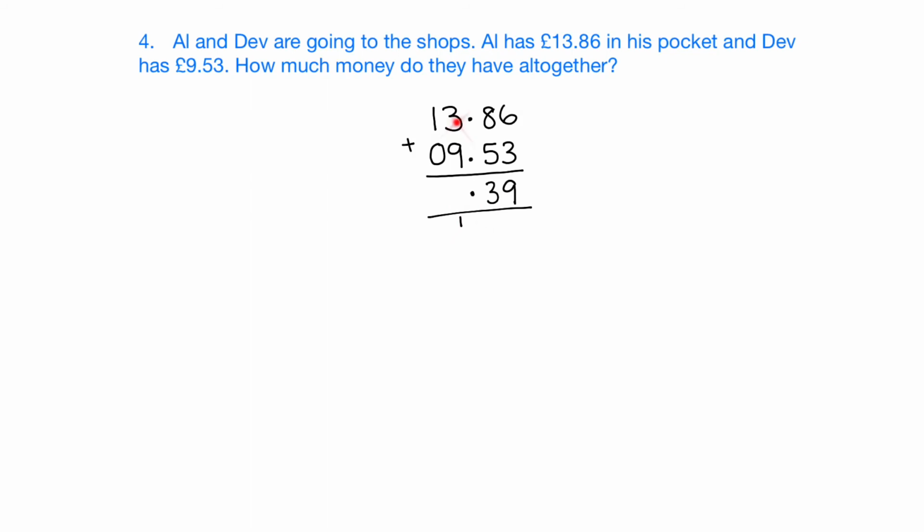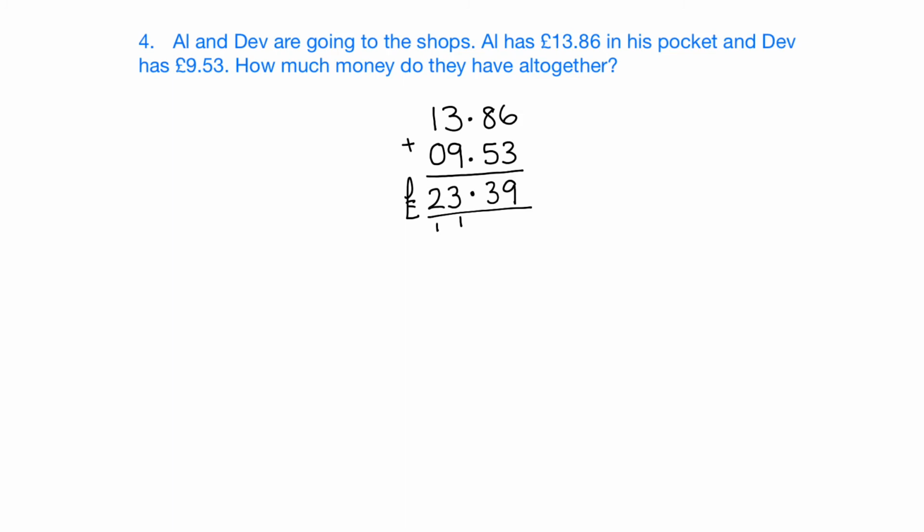So our next column to add is 3 add 9, that's 12. Add 1 makes 13. Oops. So we're going to write 13 again, like that. And then in our last column, we've got 1, add 0 is 1, add 1 is 2. So altogether, they've got £23.29.